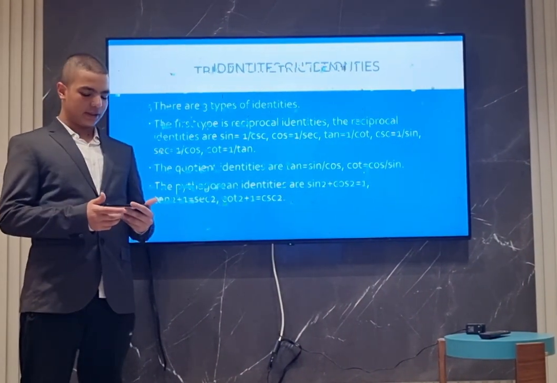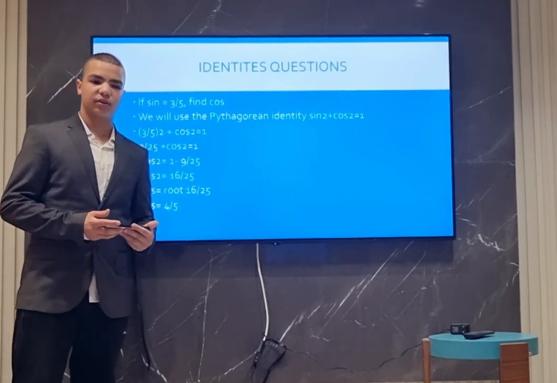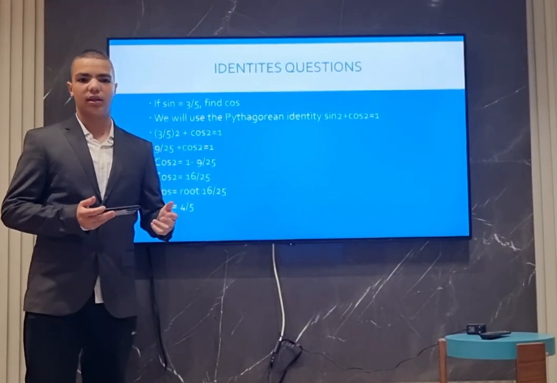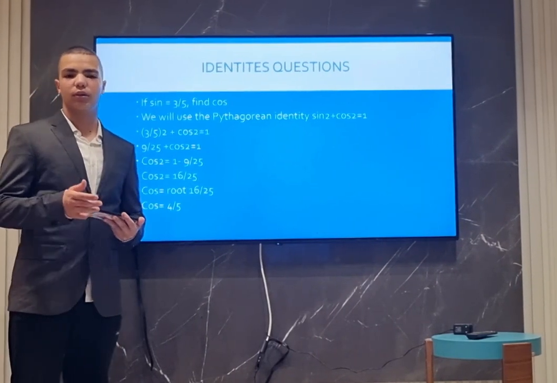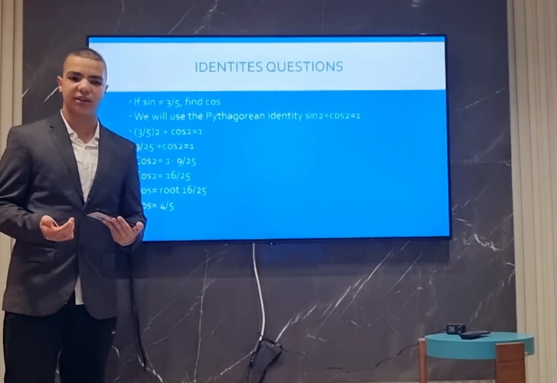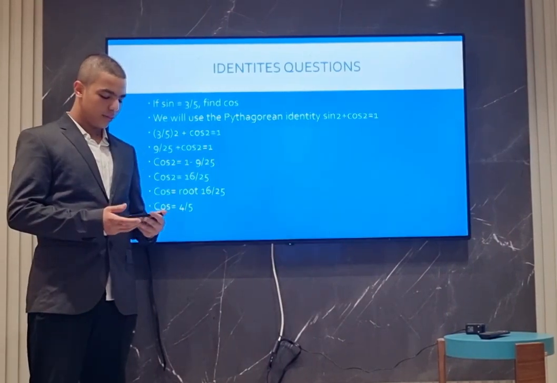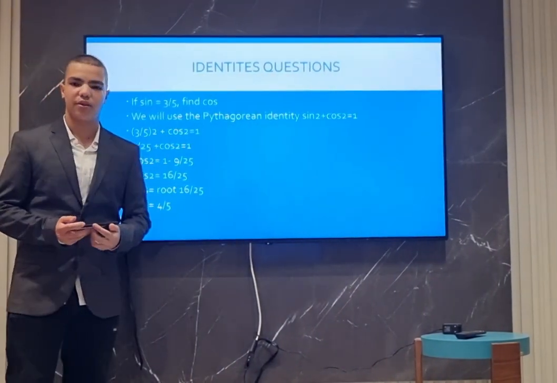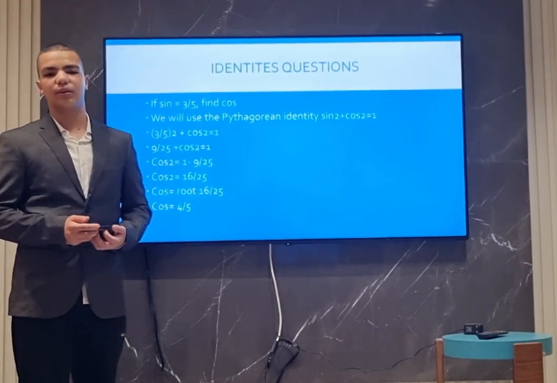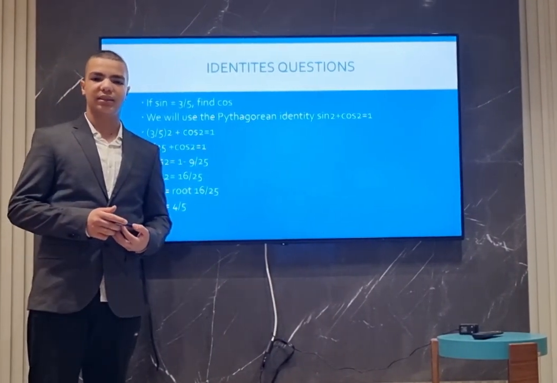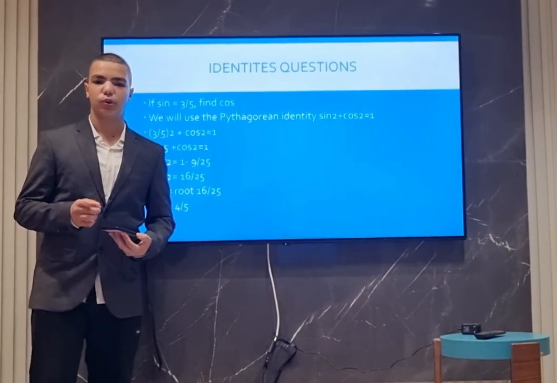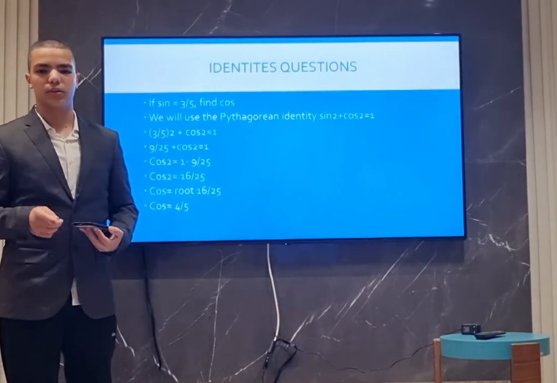The first type of question in the identities is that he will give you a trigonometric ratio, and he wants you to find another trigonometric ratio using the identities. So here we have, if sine theta is equal to 3 over 5, find cosine theta. So first thing we have to do is to think about an identity that contains both sine and cosine. Yes, there is one. Sine power 2 plus cosine power 2 equals 1. So we will use this identity.